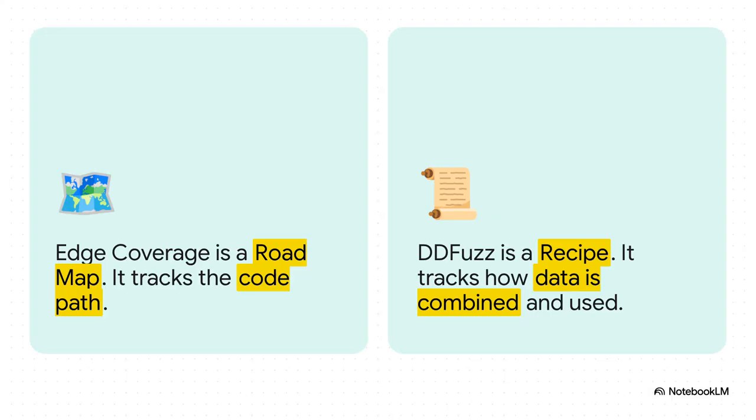And this, right here, is the perfect way to think about it. The old way, edge coverage, is just a roadmap. It only cares about the streets you visit. But DDFuzz, it's like a recipe. It cares about how all the ingredients, the data, are mixed and combined to create the final dish. It's tracking a completely different and sometimes much more important story.